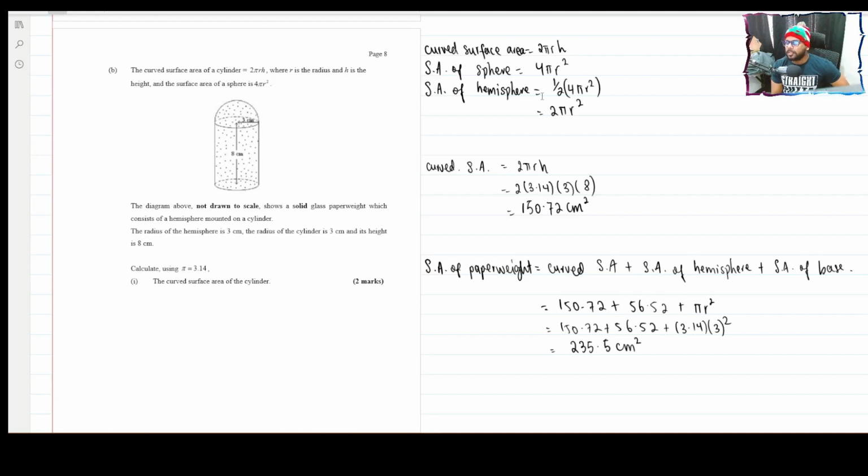Calculate the curved surface area of the cylinder. We have the formula. It's just plugging in values. I get 150.72 centimeters squared. Please include your units.